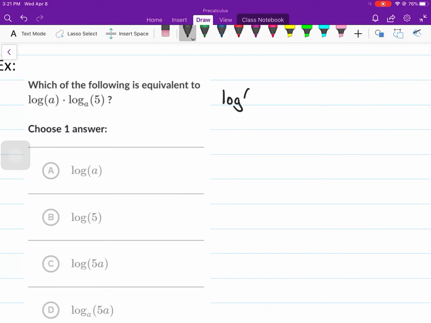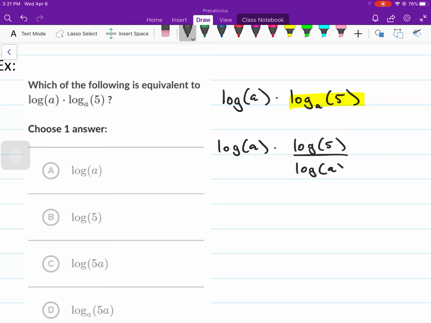We have log of a times log base a of 5. So I know I can split this one up using that change of base formula. So I could rewrite this as log of a times log of 5 over log of a.